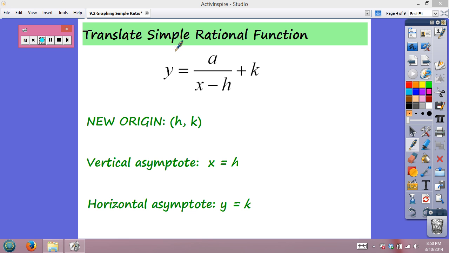So in our new translations of the simple rational functions, we get y equals a over x minus h plus k. The new origin will be at h, k, where the vertical asymptote will be at x equals h, because we don't want the denominator to be 0. So our vertical asymptote will be x equals h, and our horizontal asymptote will be at y equals k.